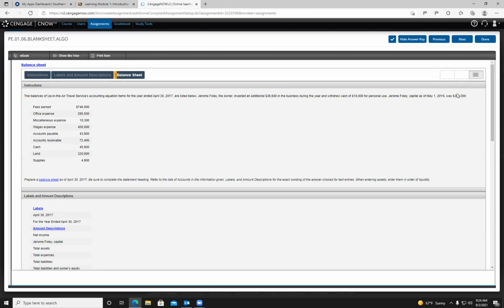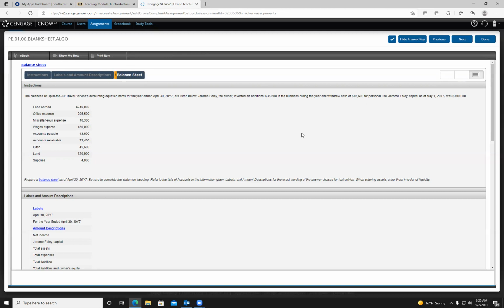It told us what our initial capital was, which is 390,000. So we're going to take that 390,000, which is our previous capital balance, and look over here. It says we had an additional investment of 36,600. So we're going to take 390 and add in the 36,600. All right, we had a net loss of 9,800. So we're going to take the 9,800 and subtract that out.